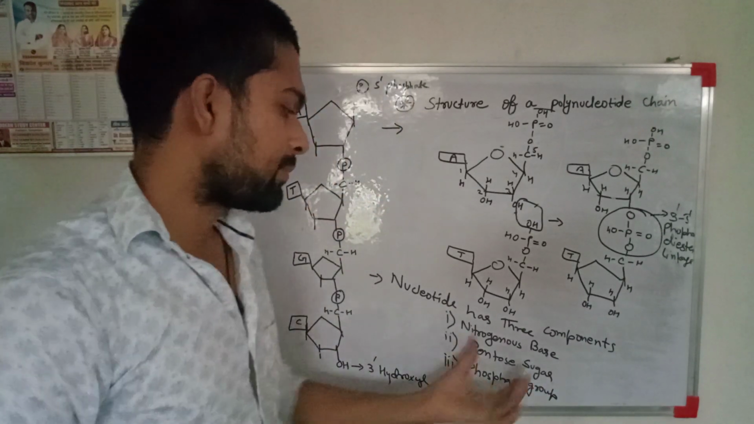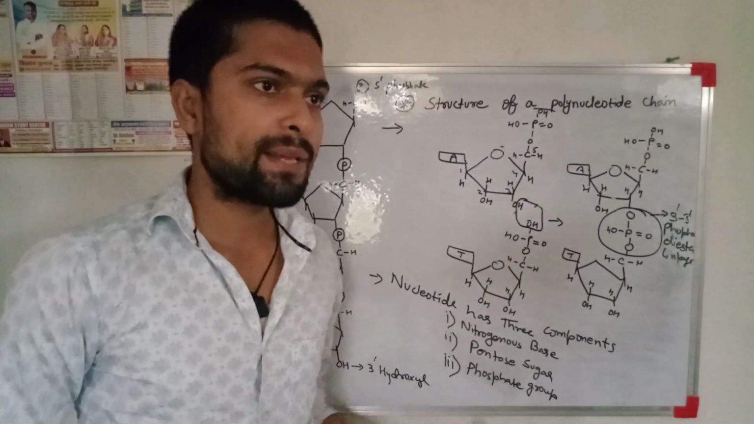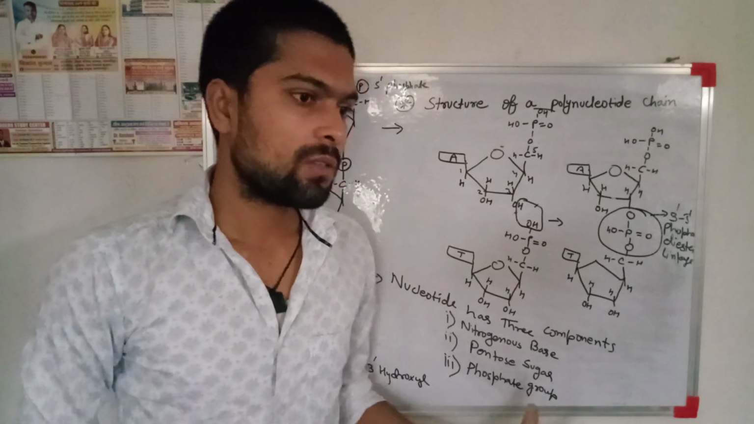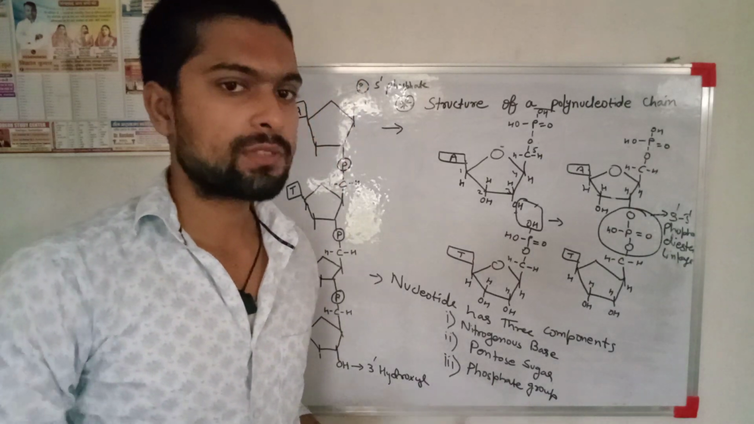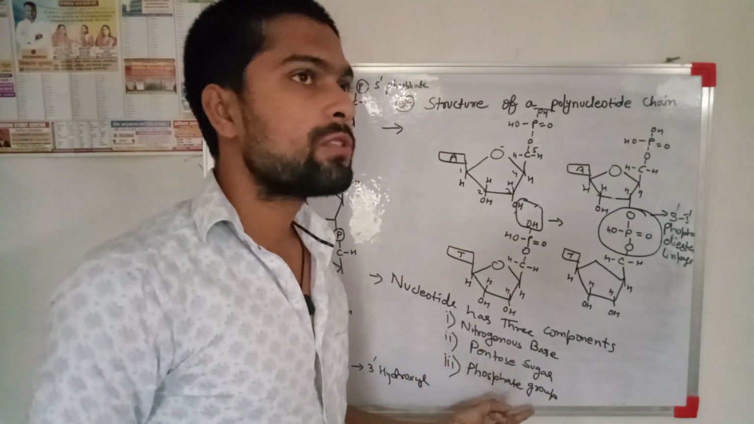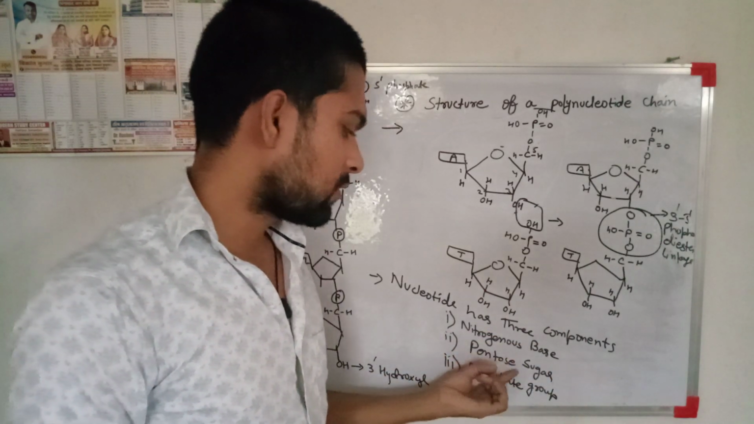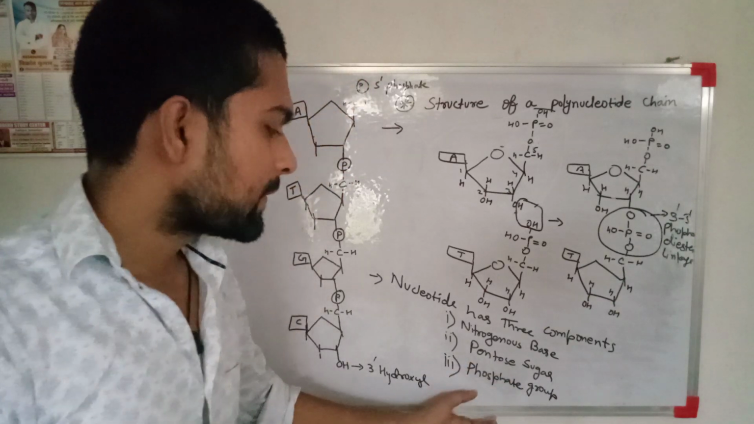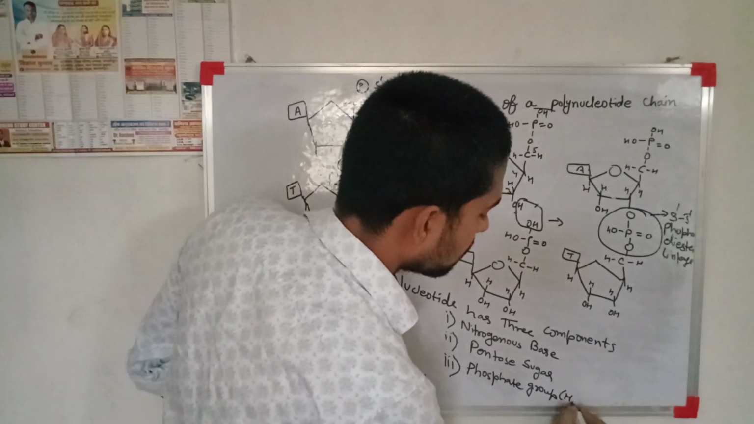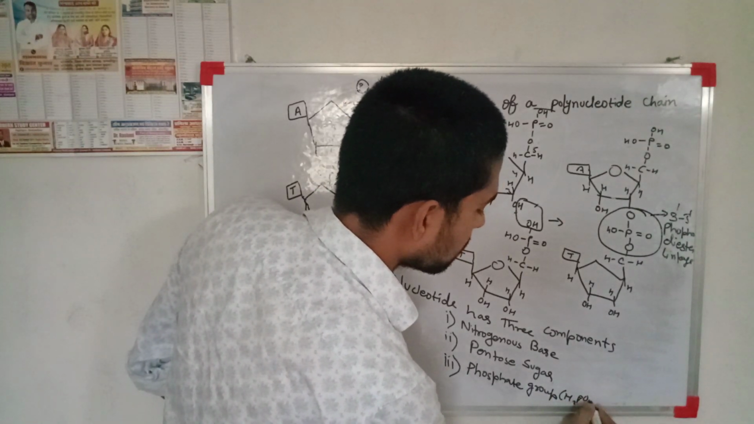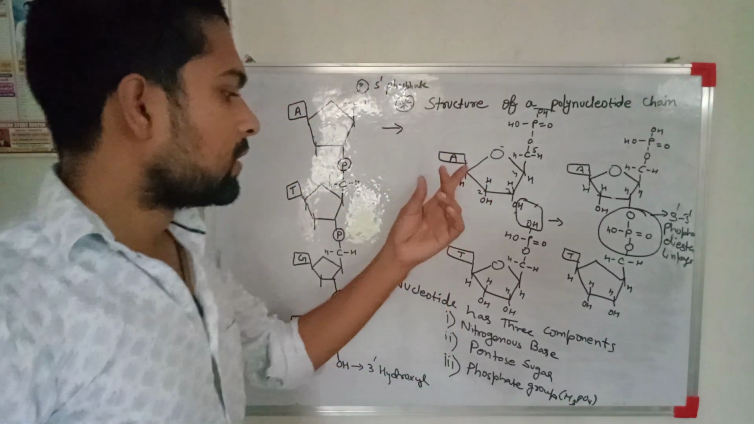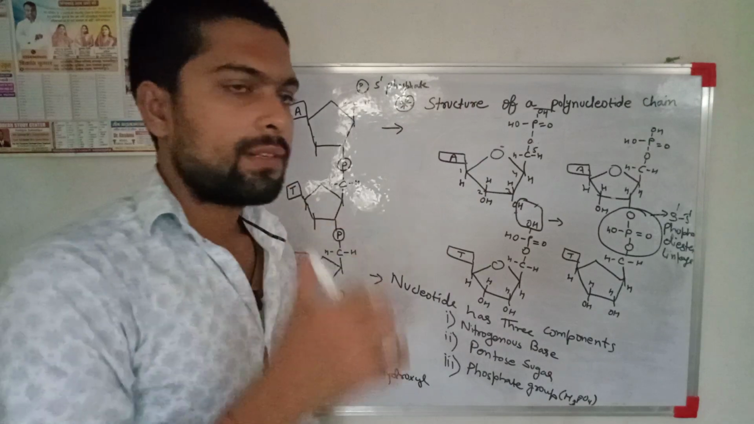So what is a nitrogenous base? Nitrogenous bases are purines and pyrimidines. Purines are guanine and adenine, and pyrimidines are uracil, thymine and cytosine. These are the nitrogenous bases. Pentose sugar is ribose in case of RNA and deoxyribose in case of DNA. And then the phosphate group. What is the phosphate group? H3PO4. So we will study everything here.